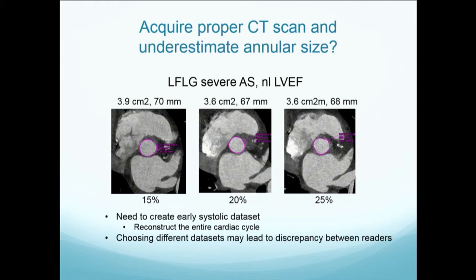And then when you look later, someone from industry could say that the annular area was different than what you've gotten. It may be a different interval that's being measured. And that's a very important issue, even with good image quality.